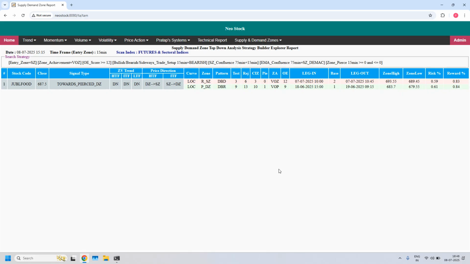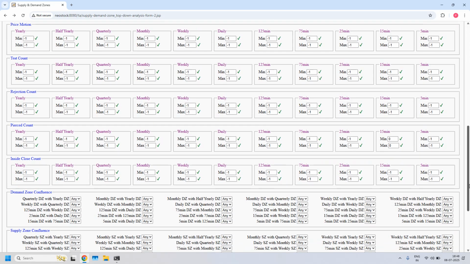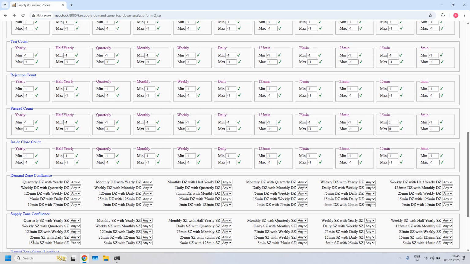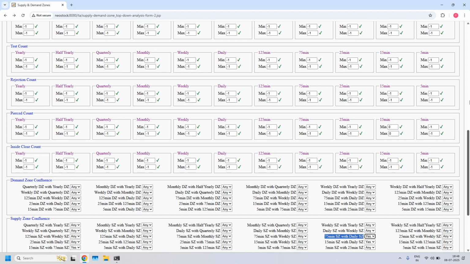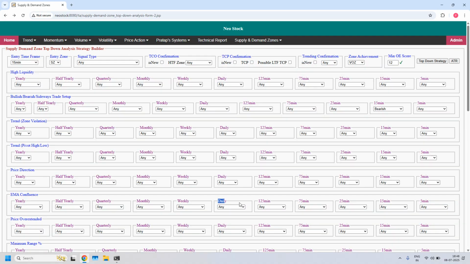Okay, next let us look into LTF, ITF and even HTF supply zone confluence supported stocks. Remove EMA filter. In the supply zone confluence, 3 filters I am setting. This is the first one already enabled. Next 15 minutes and daily, 75 minutes and daily supply zone confluence. Again same stock is filtered. This 15 minute supply zone overlapped with 75, both together again overlapped with daily supply zone. And daily trend is down. Let's further verify if daily supply zone is having daily EMA confluence.